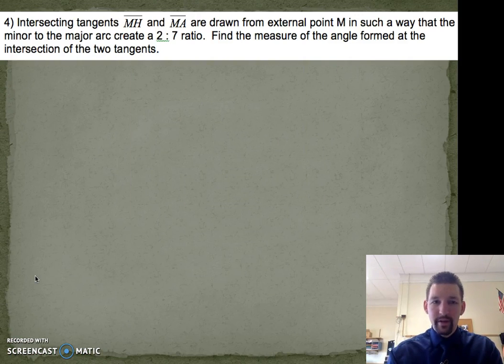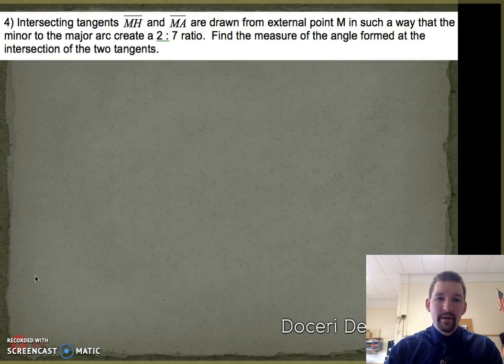The next problem I'd like to look at is jumping to number 4, which is the bottom of page 21 in your notes. It says intersecting tangents MH and MA are drawn from an external point M in such a way that the minor arcs create a 2:7 ratio. Find the measure of the angle formed at the intersection of the two tangents.